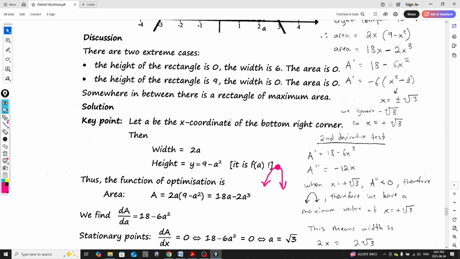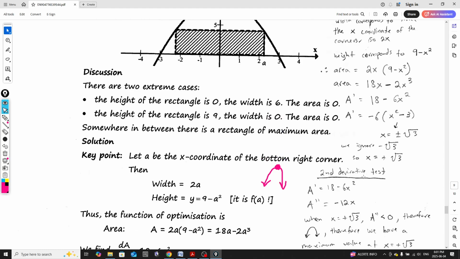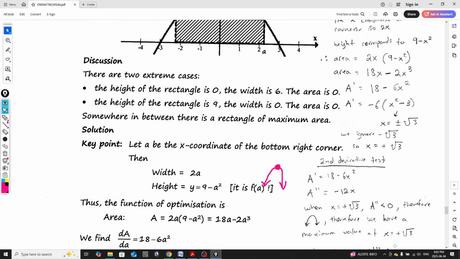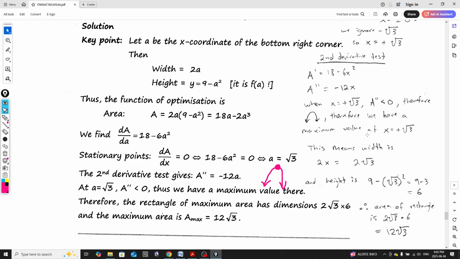So what the question was asking was find the rectangle of largest area. Okay, so I know that the largest area occurs when x equals square root of 3, and I've got this right here. So then I just plug in x equals square root of 3 in this and solve.